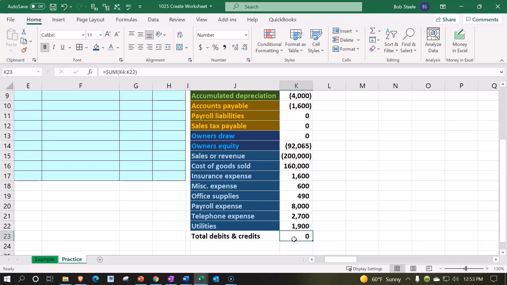So now we got something we can work with. We'll continue creating this in the next presentation.